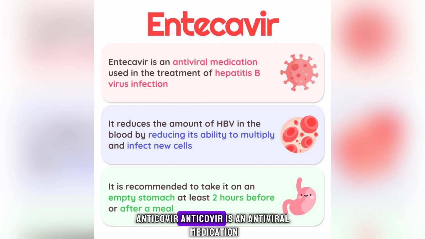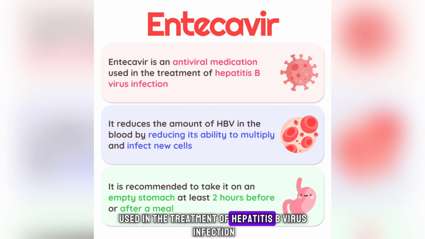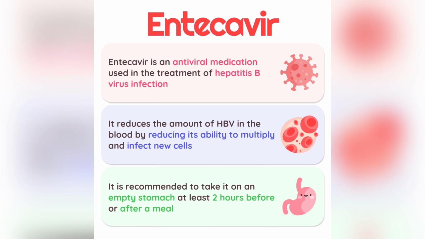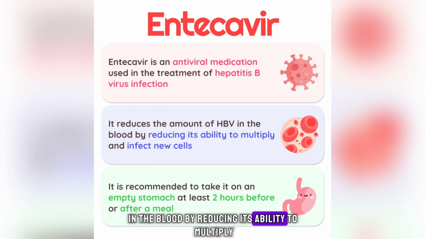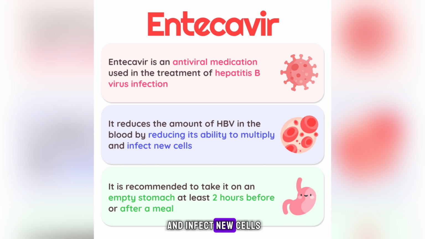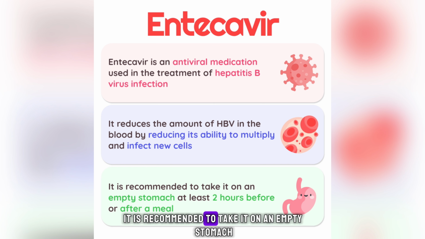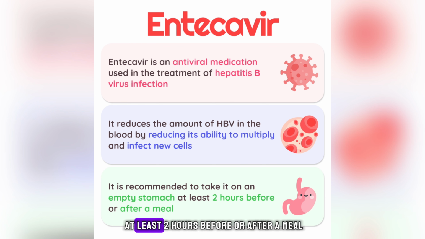Entecavir. Entecavir is an antiviral medication used in the treatment of hepatitis B virus infection. It reduces the amount of HBV in the blood by reducing its ability to multiply and infect new cells. It is recommended to take it on an empty stomach, at least 2 hours before or after a meal.